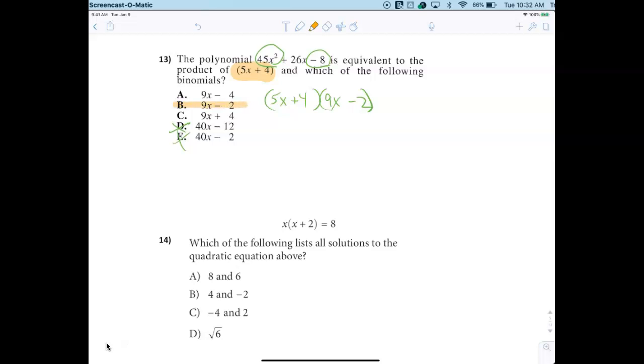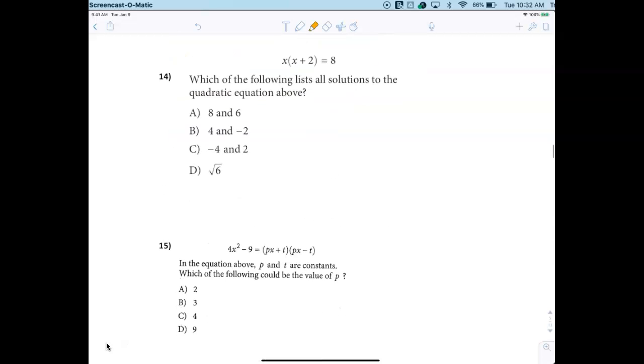Now, on number 14. This is embarrassing, because if you didn't know how to do it, you just plug the numbers in. Does 8 work? No, 8 doesn't work, because that would be 8 times 8 plus 2. That doesn't equal 8. So A is out. Let's plug in 4. Does 4 times 4 plus 2 equal 8? What's 4 plus 2? What's 6 times 4? That doesn't work. So 4 is not the answer.